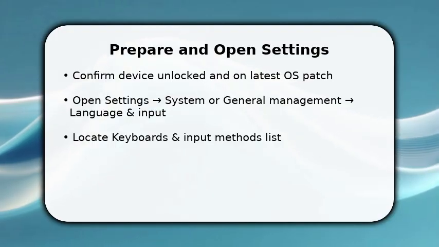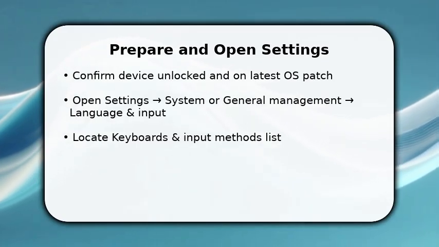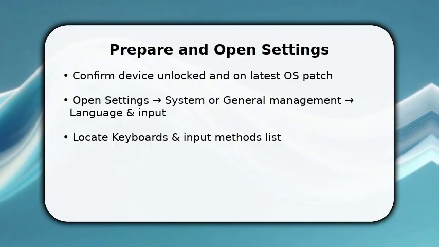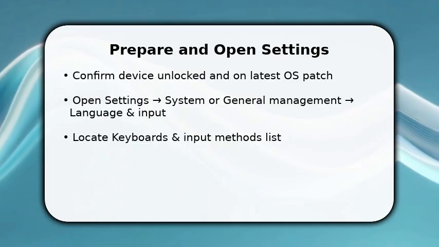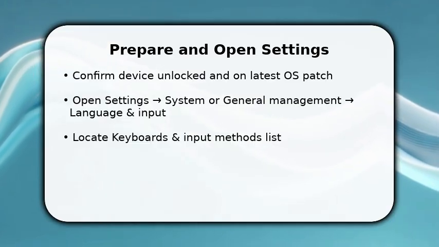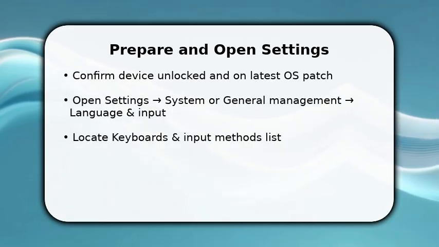You start by confirming the device is unlocked and updated. This reduces unexpected behavior. Next, open Settings and go straight to System or General Management, then Language and Input. You want to find Keyboards or Input Methods now. This is where Installed Keyboards live.